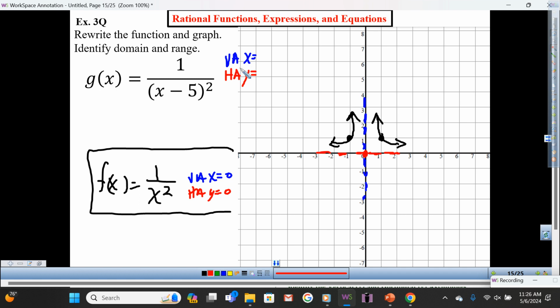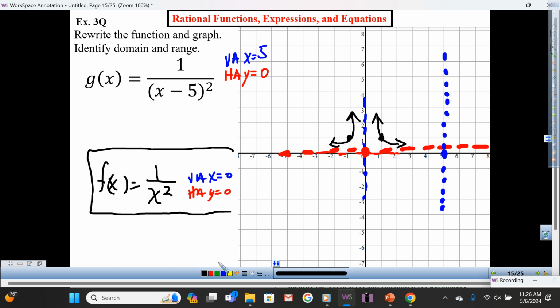All right. Rebecca, our new VA. X equals 5. Jaylene, y equals 0. That is correct. So let's graph our y 0 again. I'm going to make it a little bit thicker so you can see that it's there. But now x equals 5 is over here.